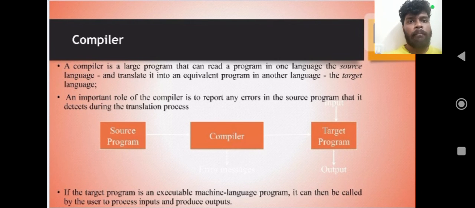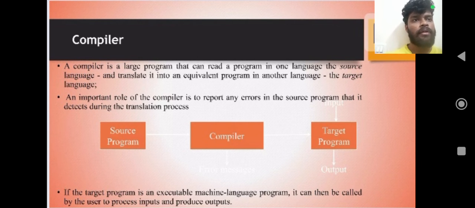And let us see the compiler. A compiler is a large program that can read a program in one language, the source language, and translate it into an equivalent program in another language, the target language. Let us assume the source language as C, C++, Java, etc., and the target language is always the same, that is machine language. Machine language is nothing but a sequence of zeros and ones. An important role of the compiler is to report any errors in the source program that it detects during the translation process.